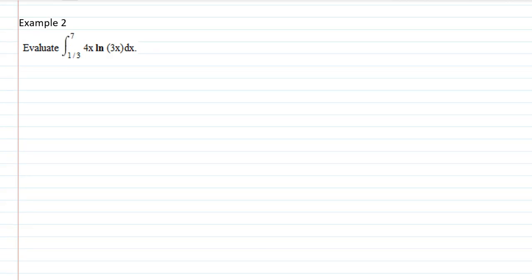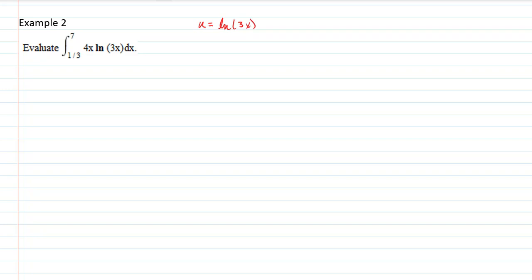In example 2, what do I want to let u be equal to, and what do I want to let dv be equal to? Do we know how to integrate ln? No, we don't. We know how to take the derivative of it though, don't we? That means that I want to let u be equal to the natural log of 3x.